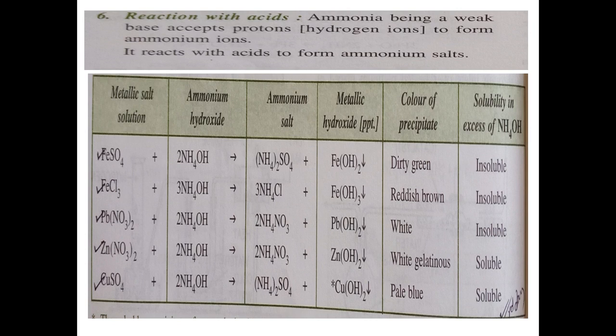That means when ammonia dissolves in water, ammonium hydroxide is formed, and if you put red litmus paper in ammonium hydroxide, the red litmus paper will turn blue. So ammonia is a weak base which accepts protons or hydrogen ions to form ammonium ions.